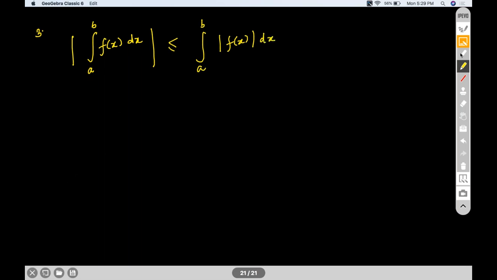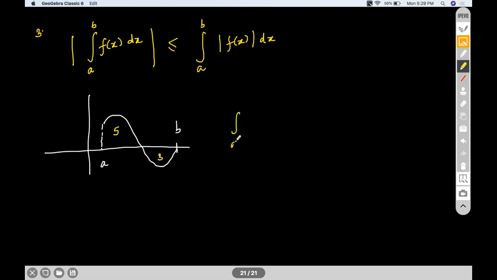Okay, geometrically speaking, it is very obvious, right? Let's say I have a function which is like this, and you're integrating it from A to B. Let's say this is your B point. Now this area, I'm just hypothetically assuming that this area is 5 and this area is 3, correct? So if you do integration from A to B f of x dx, what answer do you expect? You expect to get 5 minus 3, that is 2 as your answer, correct?